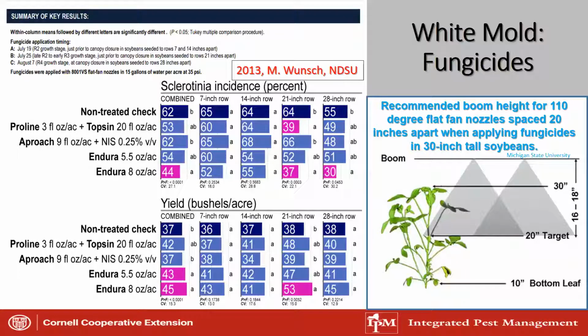And to simplify this for you, we want to say pink is good, okay? So if we're looking at disease incidence, we can see that there's the most pink in the Endura at 8 ounce across the bottom. And then also we're seeing less disease incidence in the 21 and the 28 inch row spacing. And then that does translate to yield as well. We see Endura worked a little bit better than Approach and Proline here. And the 21-inch row was especially good for this one. So again, once you get this disease, we want to look at an integrated approach with row spacing, resistant varieties, possibly biocontrol, and fungicides.